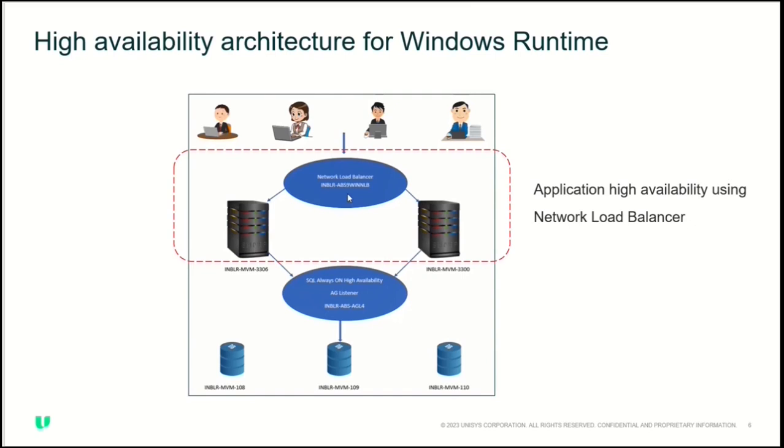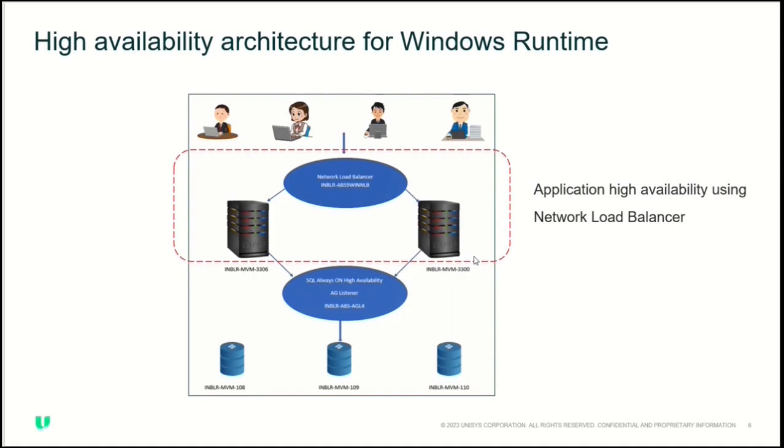Let's first look at the cluster named INPLR ABS 9 Win NLB, which is created for network load balancer. We also have two machines named INPLR MVM 3306 and INPLR MVM 3300, which are added to this NLB cluster. These VMs have AB Suite runtime installed, so these are our AB Suite application servers. We have deployed same version of application on both the servers.